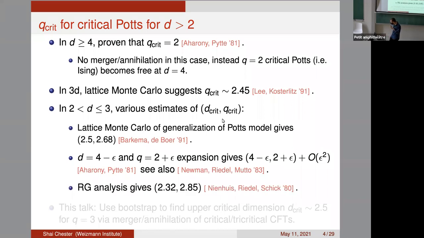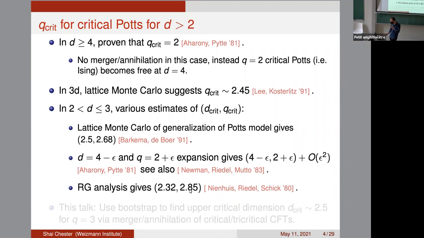Finally, there was an RG analysis which was only able to look at specific fractional values, because basically they can only look at 2 to the a equals d, where a is an integer. The only fractional value they were able to look at between 2 and 3 was 2.32. For that value, they claimed that Q critical was 2.85. So they would predict that for Q equals 3, the largest value of D such that you have a CFT must be below 2.32. So they would claim that it's very close to 2, the upper critical dimension.